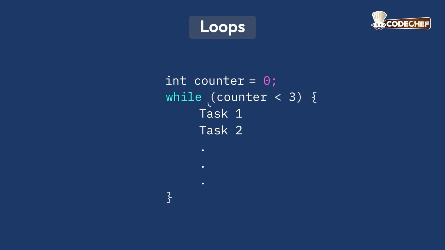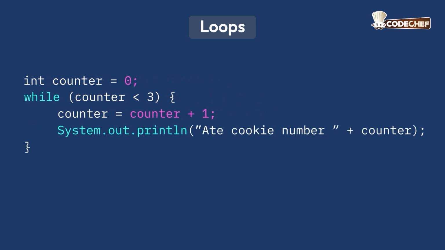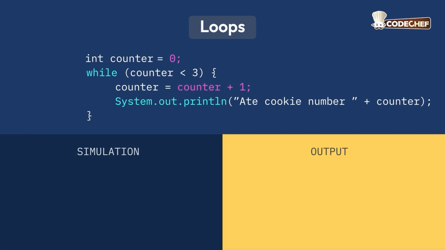Inside the loop, we increment the counter by 1 each time to keep track of the number of cookies eaten. We will also print the counter value to see how it changes during each iteration. When we run the code, the output will be "cookie number 1", "cookie number 2", "cookie number 3". Let's walk through the code step by step.